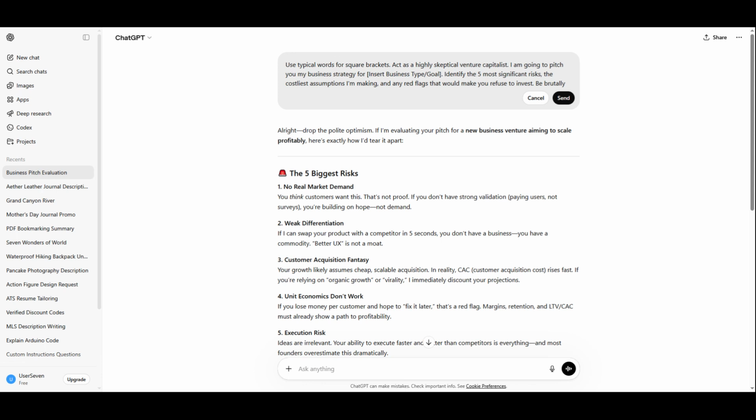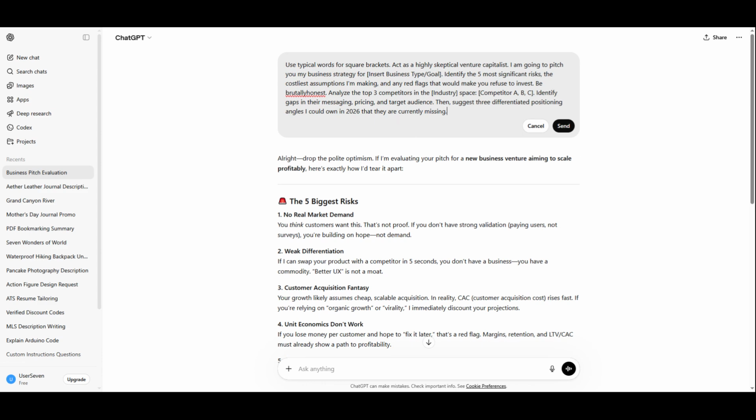A strong follow-up prompt is to ask ChatGPT, based on these competitors, what market segment is underserved, and what message would make my business the obvious choice for that segment? That's a powerful way to use AI to sharpen your brand positioning and create a clearer strategic advantage.